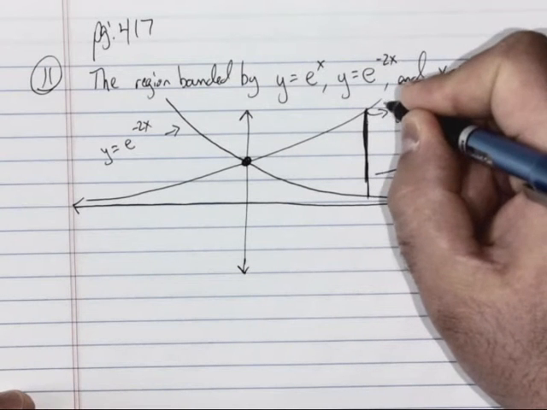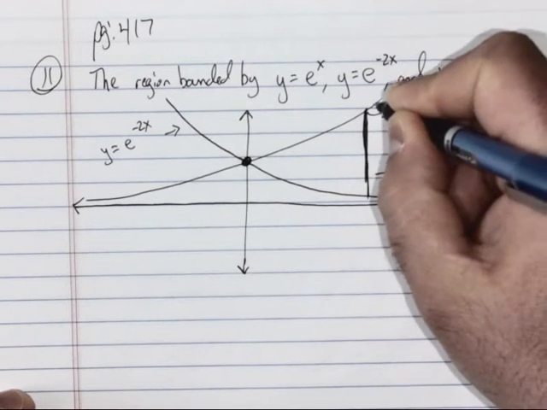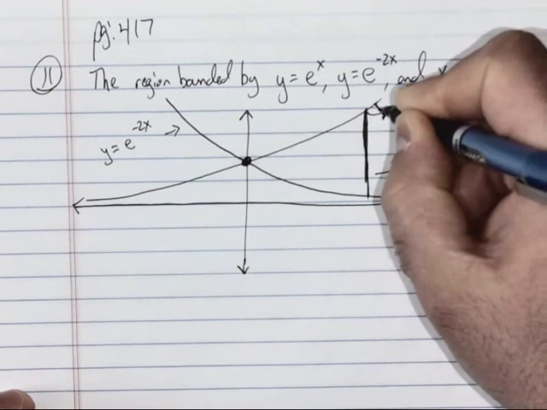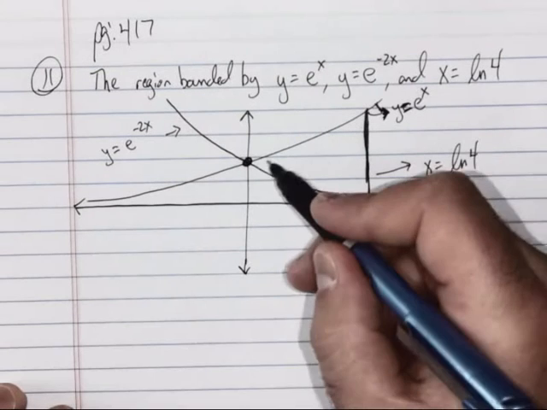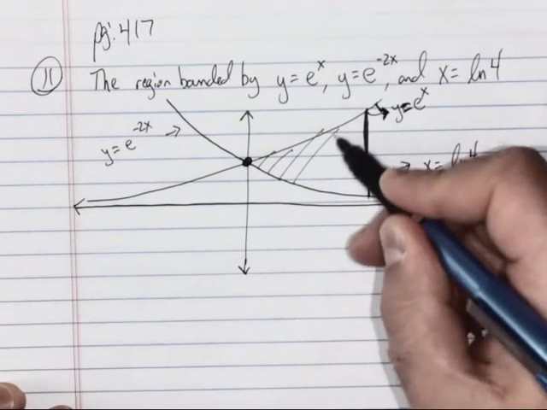Just make sure that y equals e to the x, that's the curved line. Just want to make sure you guys can get that idea. Okay. So we want to find the region bounded by all three of those. So that's this region here.